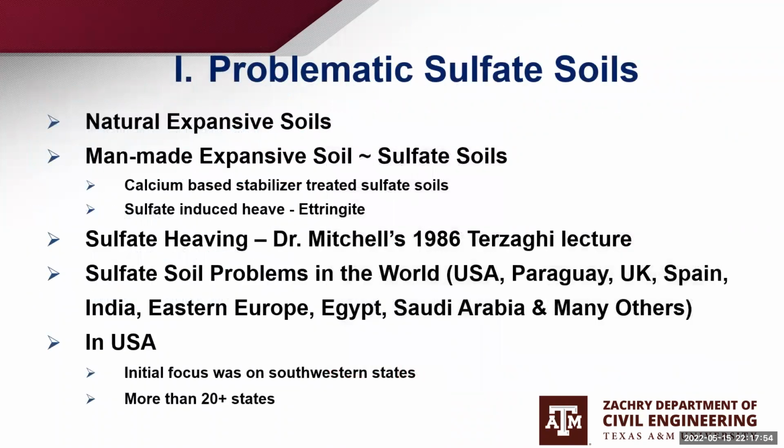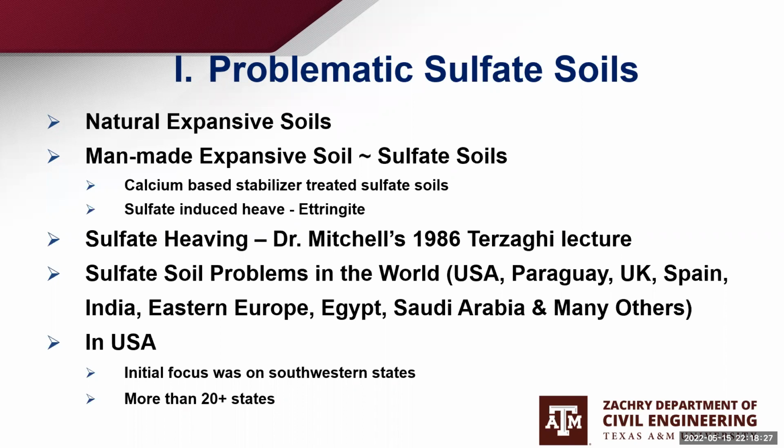Most of us know natural expansive soils, which we have plenty of in India, black cotton soils. There's another expansive soil, but it's man-made, which we call sulfate soils. When you treat these sulfate soils with lime, they start forming ettringite, which is again a heaving mineral and causes significant heaving. In a 1986 lecture, Dr. Jim Mitchell talked about it. So much work has been done since then. I have been involved in many projects in the US as well.